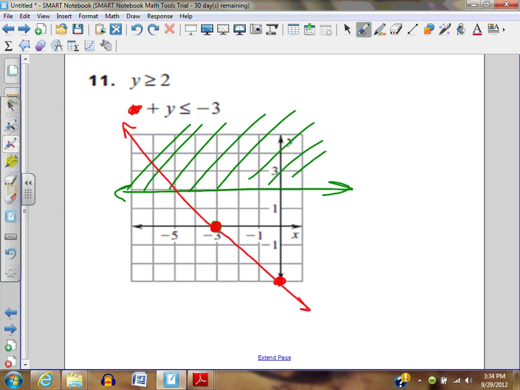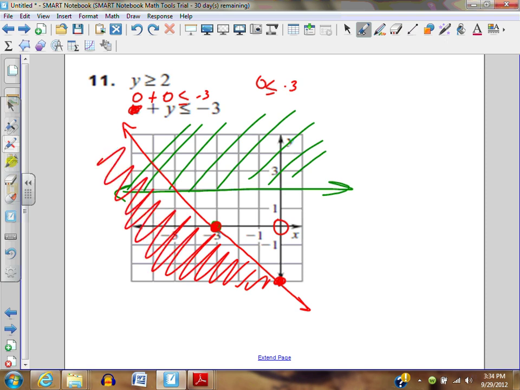And now I'm going to test a point. I think I'll test 0, 0. If I had 0 plus 0, is that less than or equal to -3? Is 0 less than or equal to -3? Is 0 more than -3? Yes, it's more. That means that 0, 0 can't be a solution, so I must shade on this side, rendering this area right here my little solution corridor.